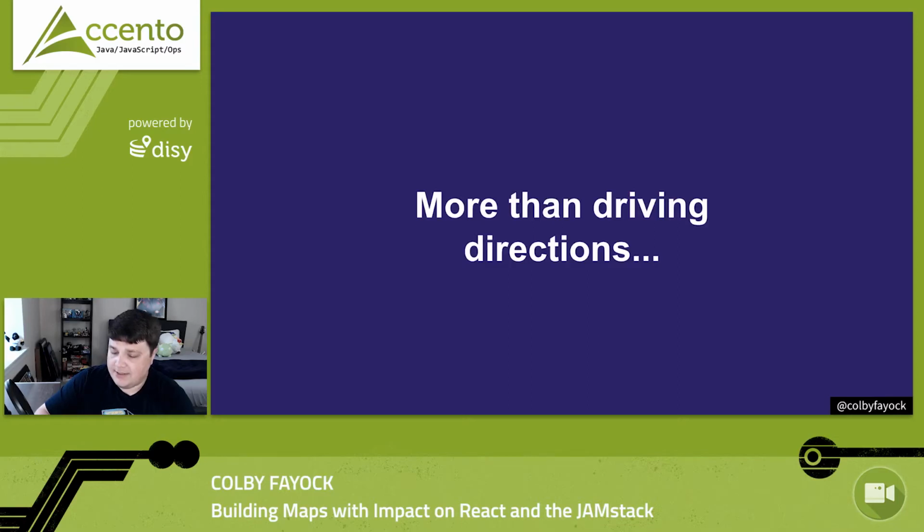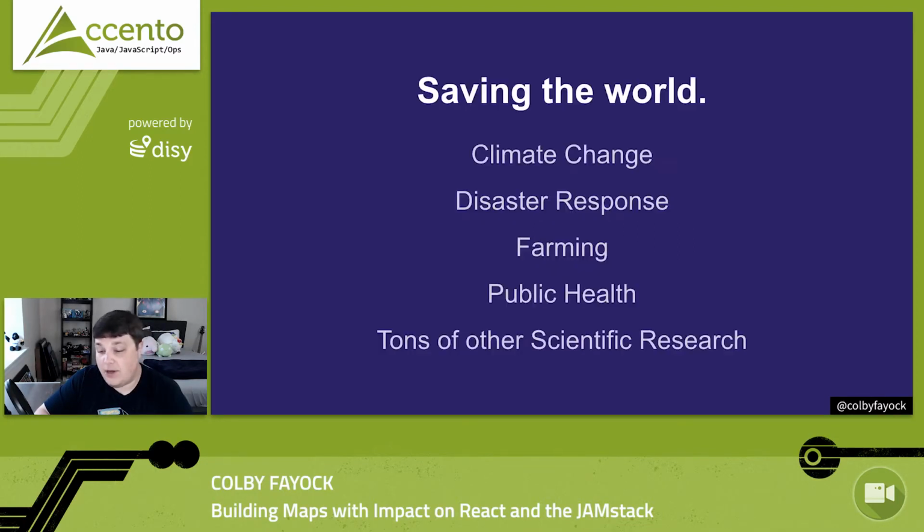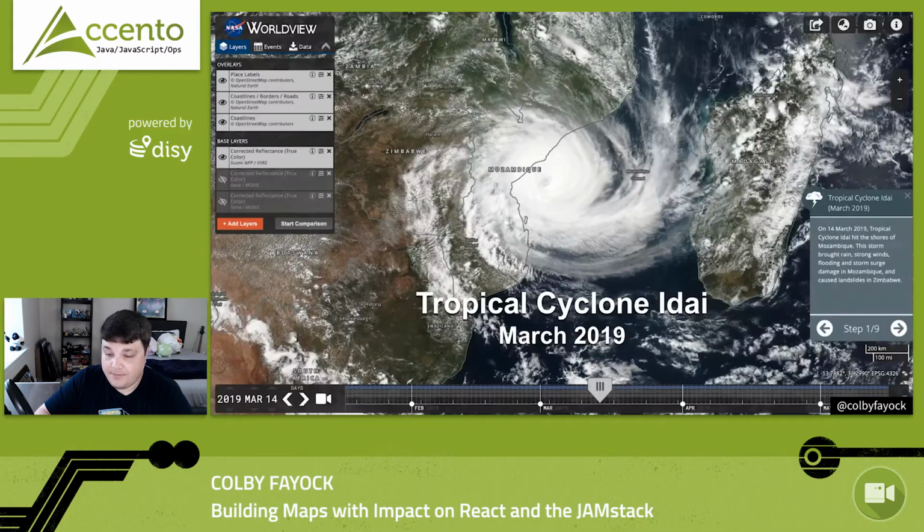So where am I going with this? The point I'm trying to make is that these maps are for more than just driving directions. Maps are literally giving people tools to save the world. There's tons of research going on in many different areas, from climate change to agriculture. By taking collected data and applying it to a map, we're providing another visualization medium for scientists that can actually make a difference in people's lives.